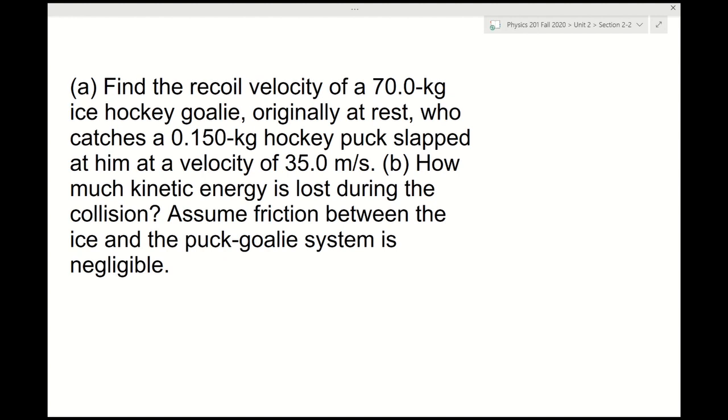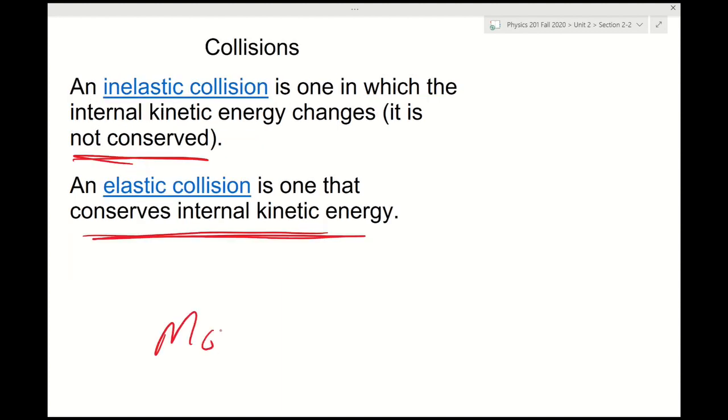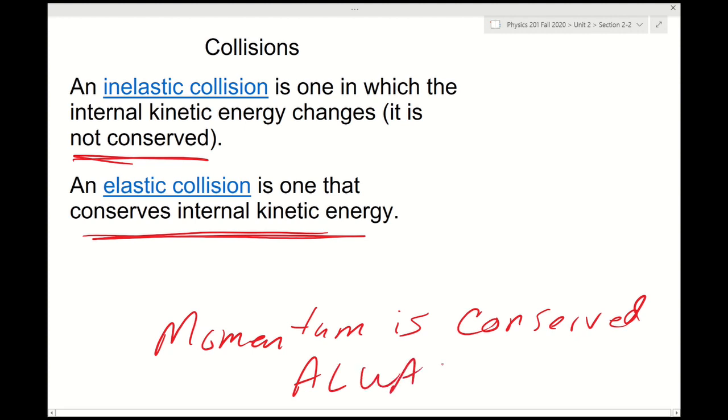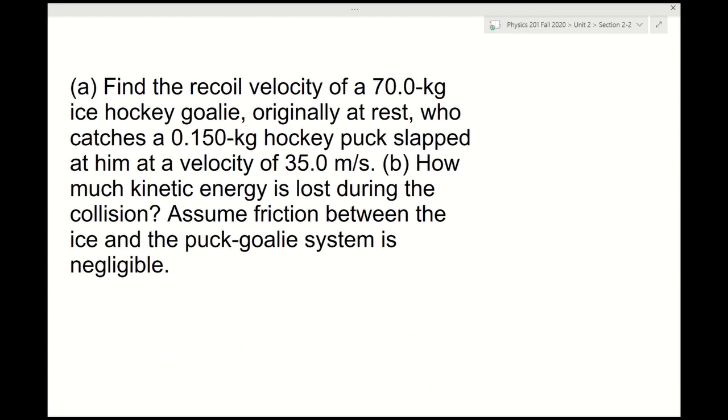Okay, find the recoil velocity of a 70 kilogram ice hockey goalie, originally at rest, who catches a 150-gram hockey puck slapped at him at a velocity of 35 meters per second to begin with. Now, we know that momentum is conserved always, regardless of whether or not kinetic energy is going to be conserved, momentum is.